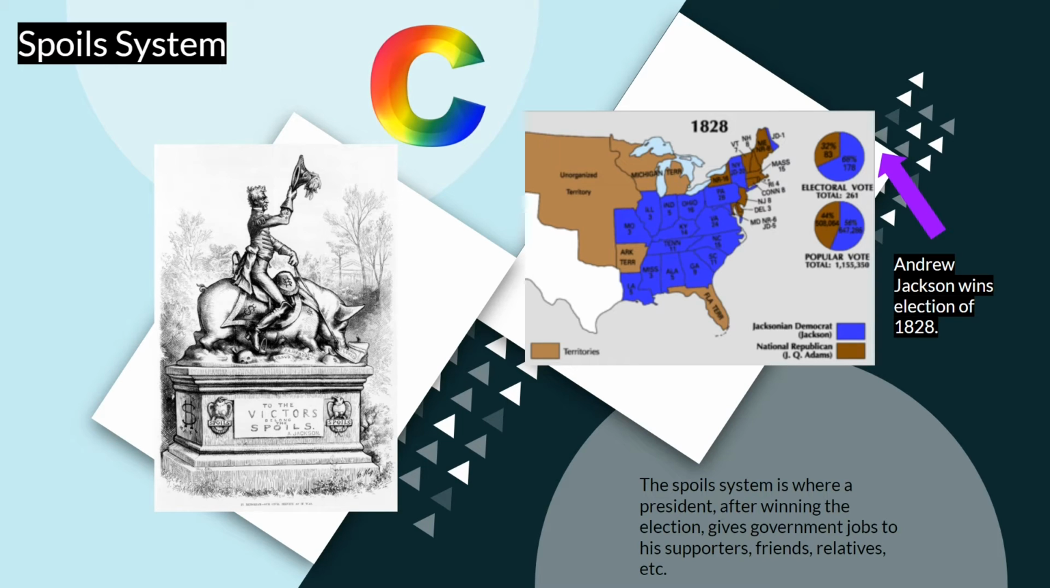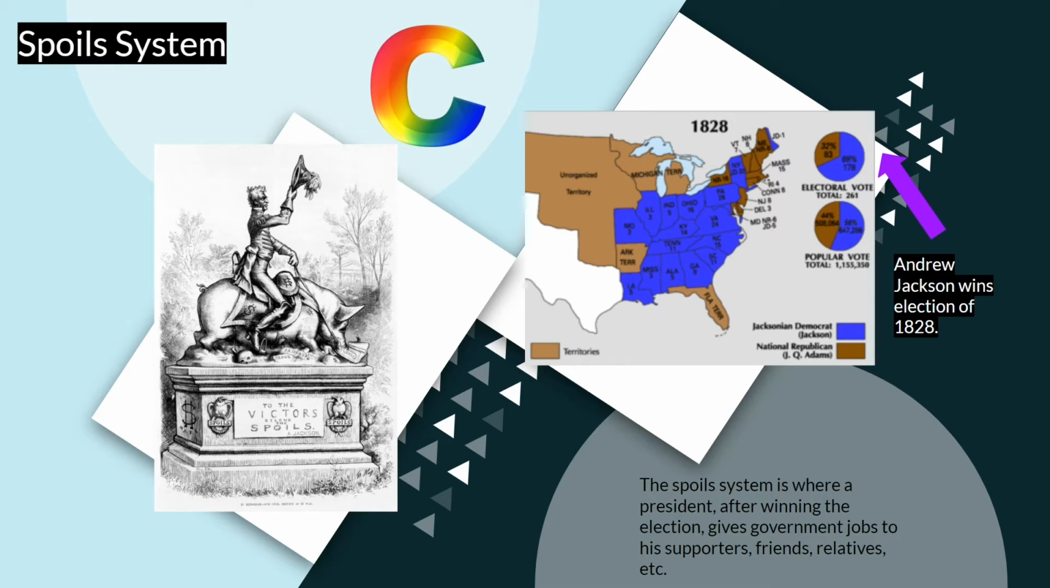Spoil system. The spoil system is where a president, after winning the election, gives government jobs to his supporters, friends, and relatives as a reward for working toward the victory. This system was established by Andrew Jackson to gain loyal supporters. He also used it to fire government officials under opposing political parties.